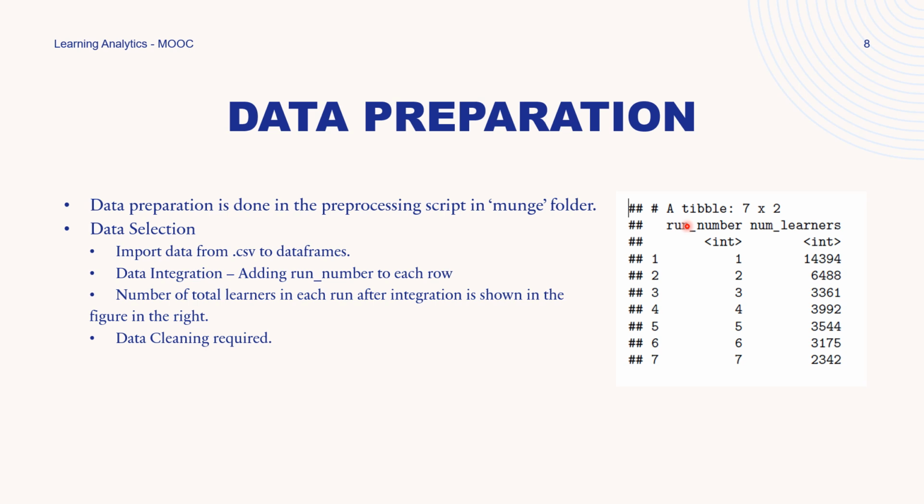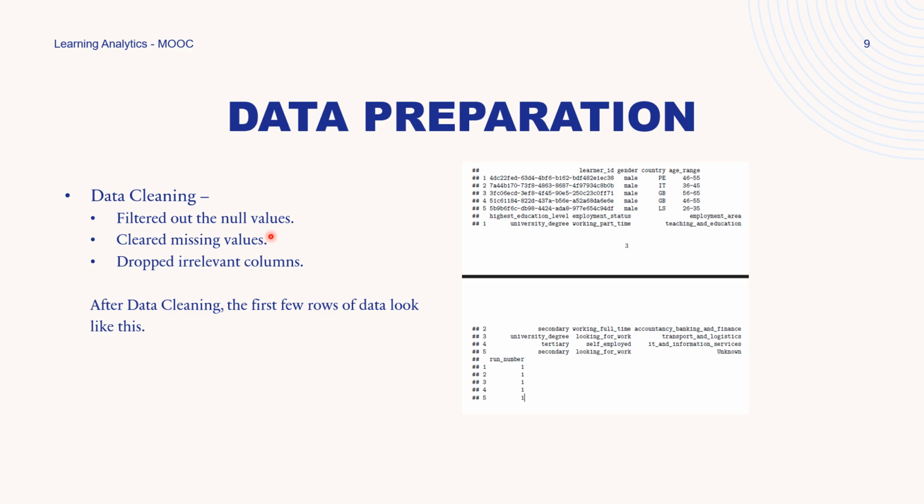First, I'll do data preparation in the pre-processing script in the munge folder. I have selected the data and imported it from CSV files into data frames. I've also done the data integration by adding the run number to each row and the number of total learners in each run. After integration, it can be seen in this table. As this data is not cleaned yet, in the next step I'll perform the data cleaning. In data cleaning, I have filtered out the null and missing values, and also dropped the columns which are not relevant to our analysis. After data cleaning, we can see the first few rows of the data, which look like this.